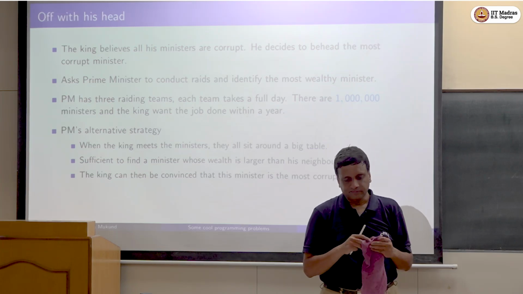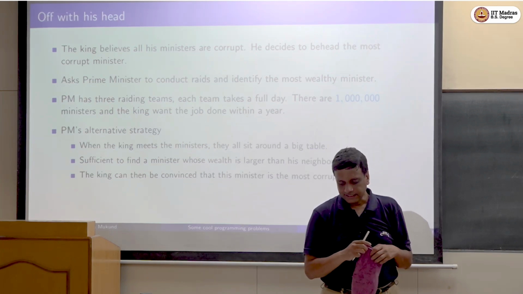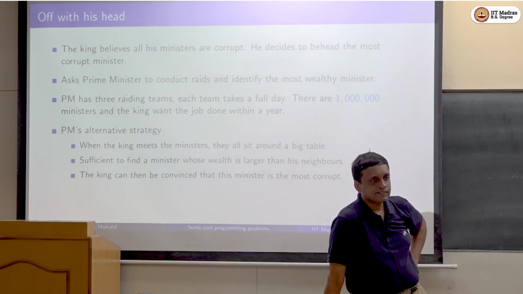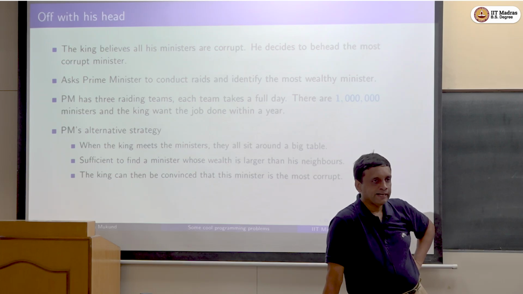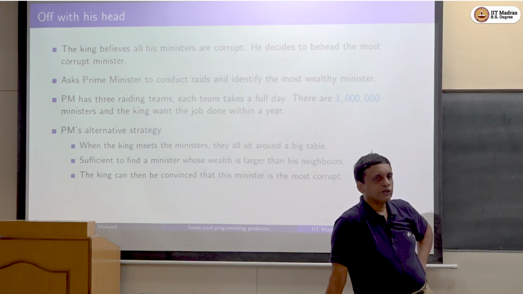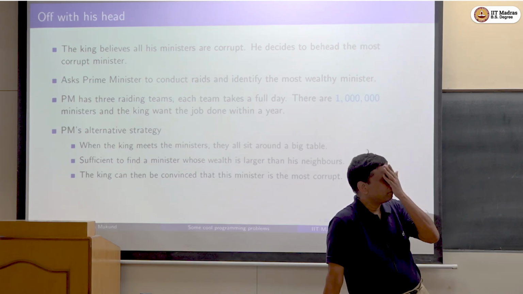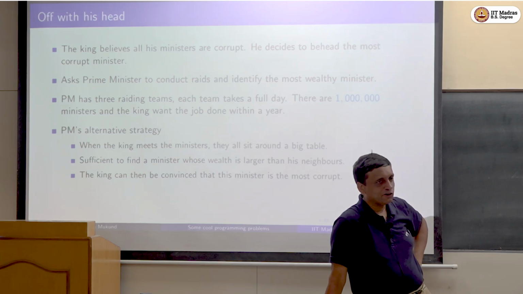So this is another king, right? This king has a lot of ministers, 1 million of them apparently. He believes that all 1 million of them are corrupt, but he only wants to set an example with one of them. The index of corruption according to this king is how much personal wealth that minister has. So he wants to take the wealthiest minister and chop off his head. Presumably the prime minister is not included in this list of 1 million corrupt ministers.